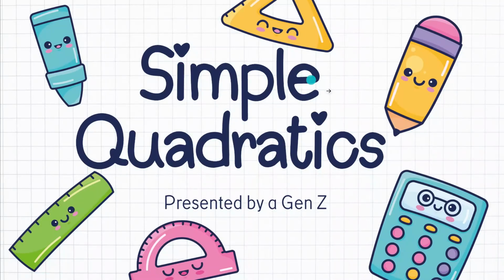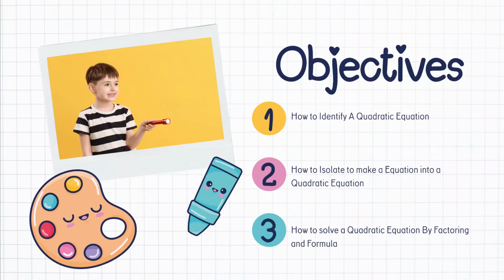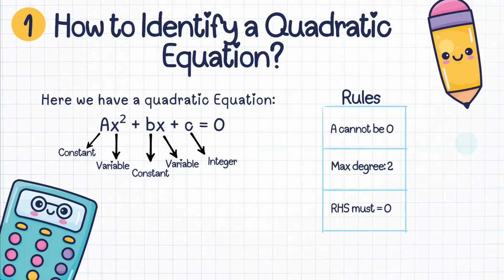Hi guys, so today we're going to be learning simple quadratics. Let's get started. Here are our objectives for today. Number 1, how to identify a quadratic equation. Number 2, how to isolate to make an equation into a quadratic equation. Number 3, how to solve a quadratic equation by factoring and the formula.